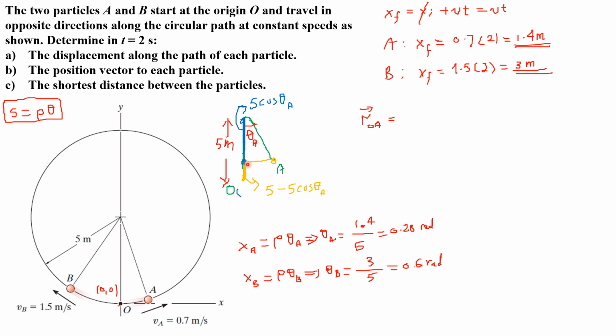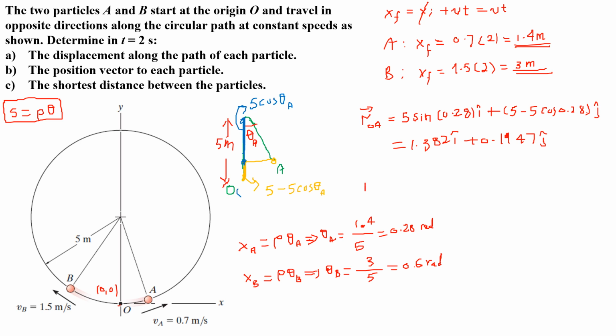This here, going in the horizontal direction, is simply 5 sine theta, right? So here I have 5 sine 0.28 i hat, and this here is simply 5 minus 5 cosine 0.28. So let me write here plus 5 minus 5 cosine 0.28 j hat. Okay, so we can evaluate that. So here I got 1.382 i hat plus 0.1947 j hat. Okay, so that's the position vector for OA.